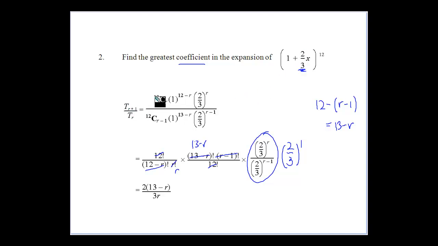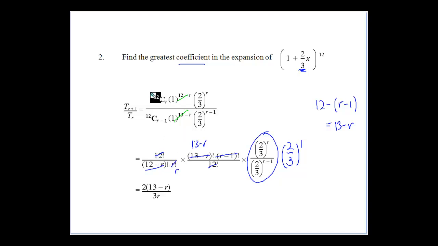The (r+1)th term would be 12Cr, and the rth term would be 12C(r-1). So our general term here would be 1 to the power of 12 minus r, and 2/3 to the power of r. But again, we've dropped off the x, so the coefficient there would be 1 to the power of 13 minus r, and 2/3 to the power of r minus 1. Well, the 1s cancel. That's not going to do anything because of the power of 1. And the 2/3 to the power of r divided by 2/3 to the power of r minus 1. So we've still got that. The other parts will cancel.